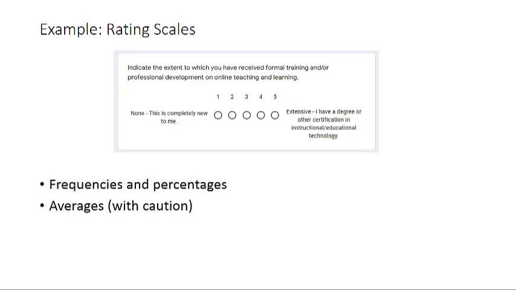With rating scales, it is possible to calculate the group's average response, though be careful, if you have a small sample and/or several responses at both ends of the scale, the average might not accurately reflect the sample's typical response to that question. In that case, frequencies and percentages are a better option.